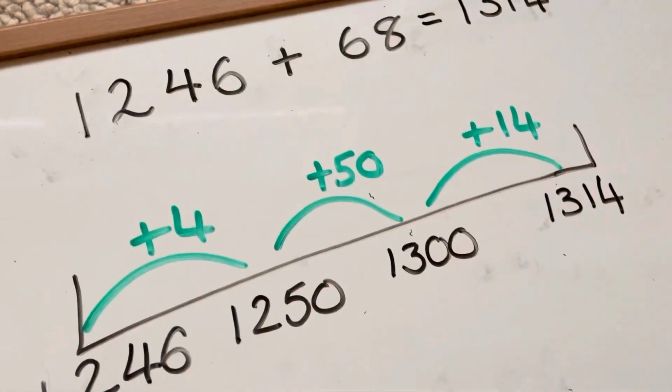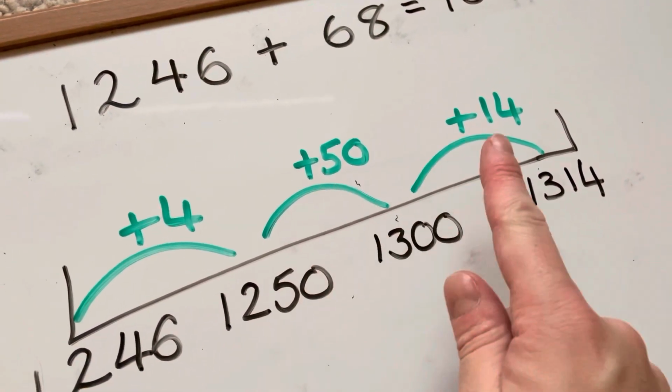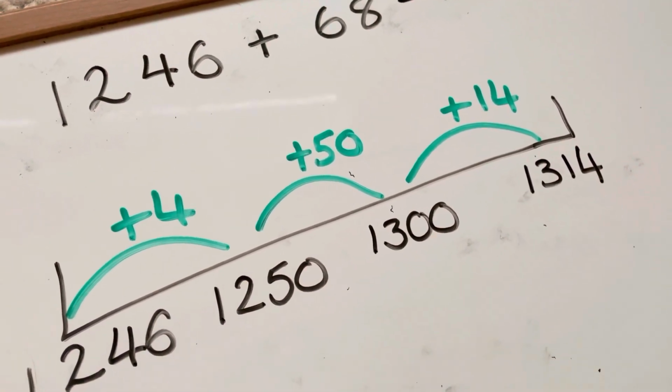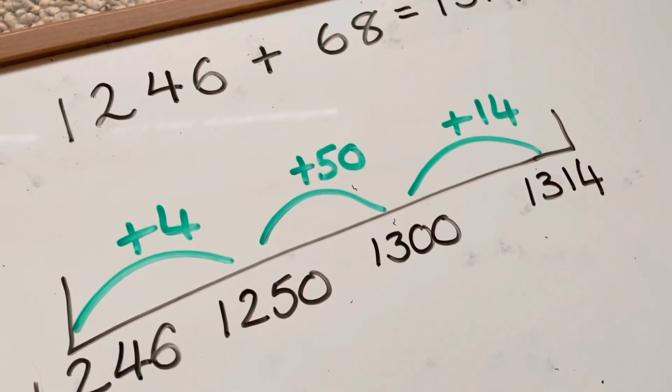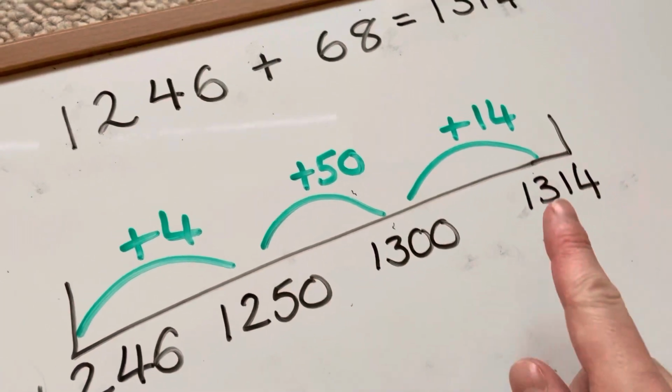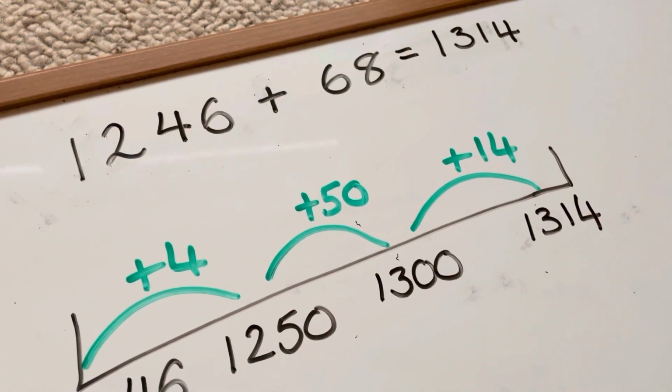1,314. Double check that I've added 68. Well, 50 add 14 is 64. Add 4 is 68. Sorry, 68 we were meant to have added. Have I added 68? Definitely. 1,314. Your turn now.